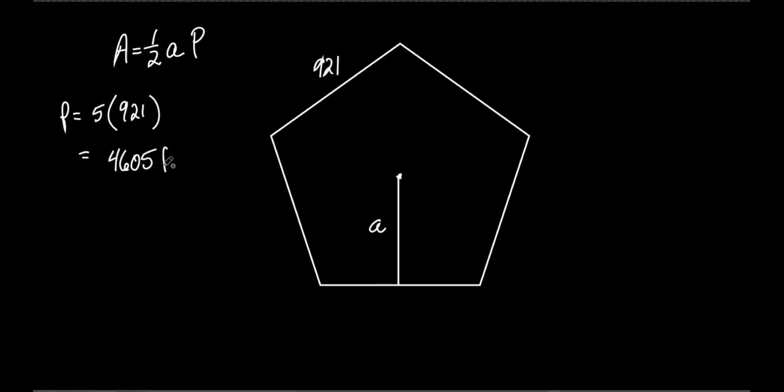4605, and it's feet. All right, so this is feet, and this is feet. All right, so that's our perimeter. So now, really, that was super easy. So basically, all I got to do is find the apothem. So how do I find the apothem?